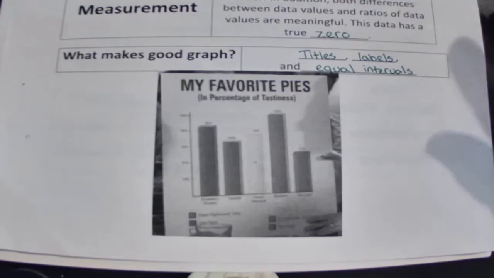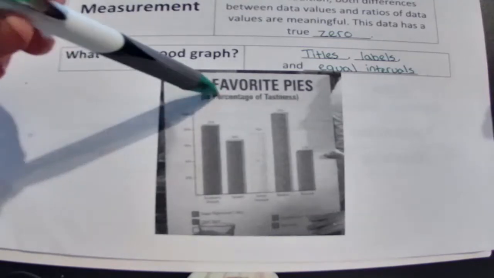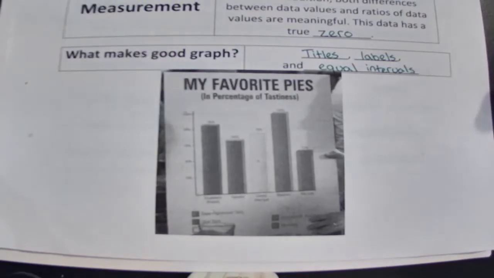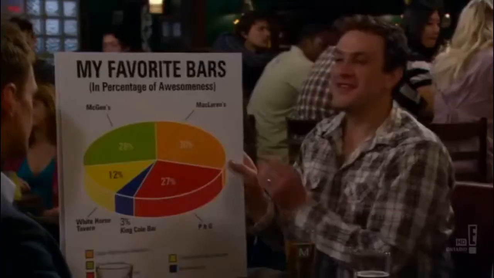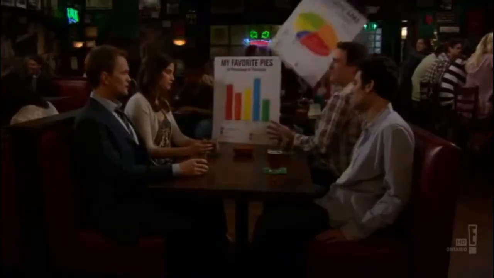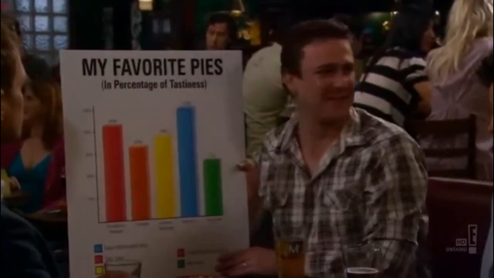The last thing on this page 2 is you need to know what makes a good graph. And what makes a good graph is titles, labels, and equal intervals. So the picture I have on there has titles, labels, and equal intervals. So this is actually a picture from Marshall from How I Met Your Mother. This is a pie chart describing my favorite bars. And this is a bar graph describing my favorite pies.